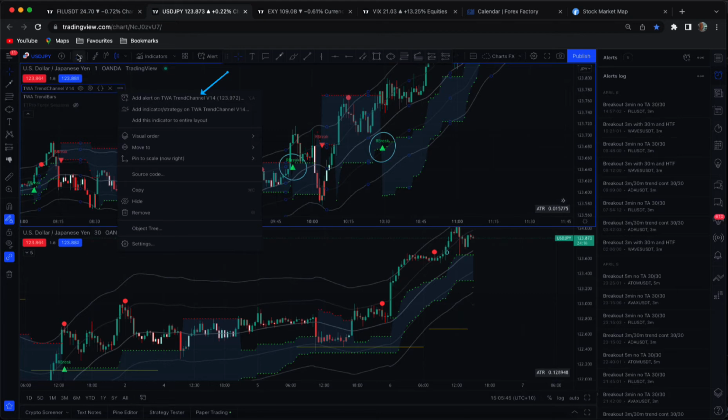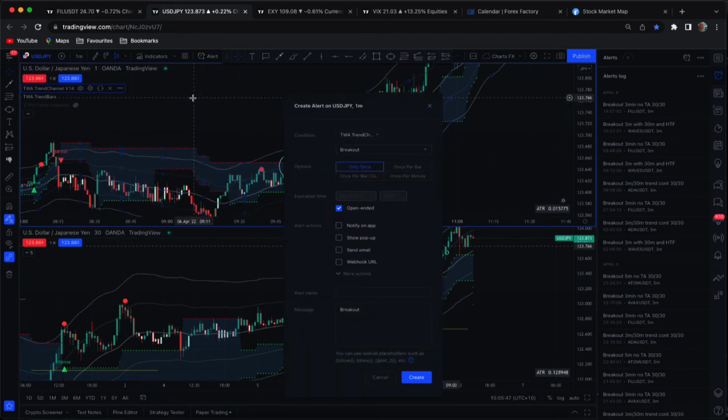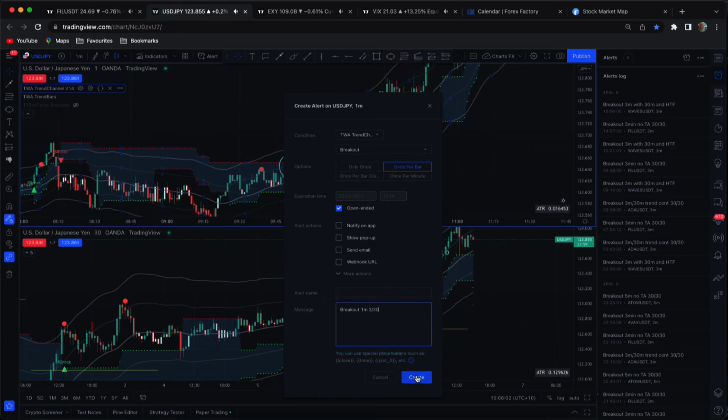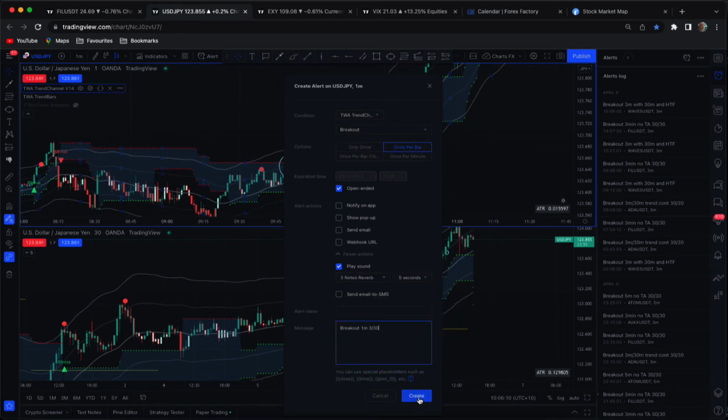And I'm on a 1 minute chart, so we're going to set this up on the 1 minute. We're looking for the breakout once per bar, breakout 1 minute, and it's a 3 and a 30 time frame combo. So I like to put that note in. They're my selections. So we're going to create the alert.